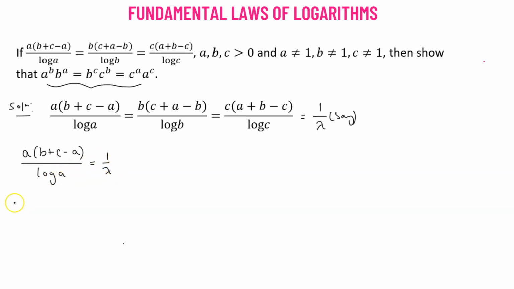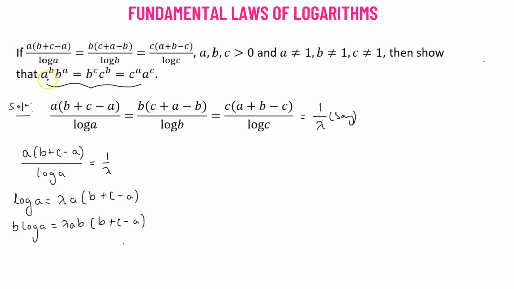Now we'll cross multiply. That will give us log of a equals lambda times a multiplied by (b + c − a). Now we will multiply both sides of the equation by b: b times log of a equals lambda times ab multiplied by (b + c − a). Now why did we multiply with b? How did we know that we have to multiply with b? This will become evident in a moment.